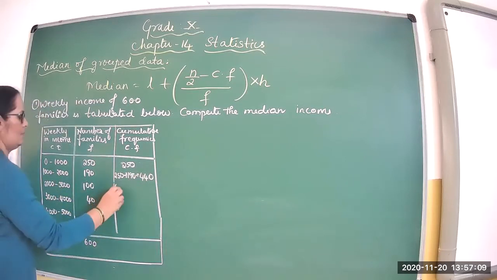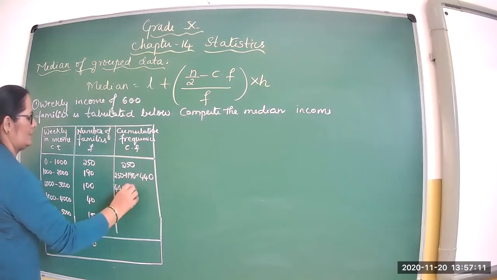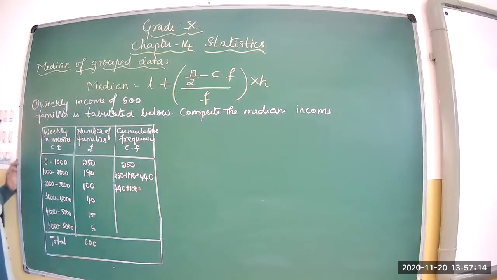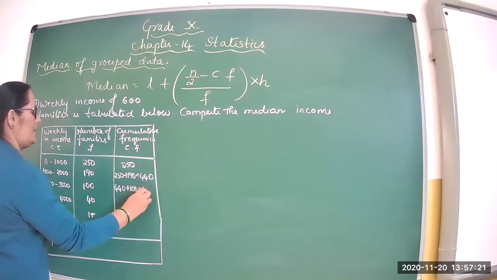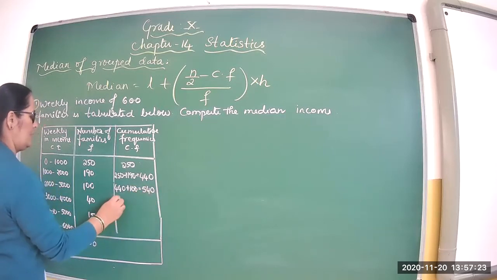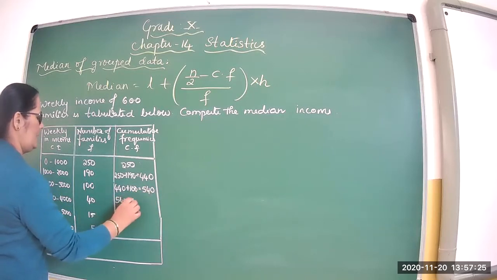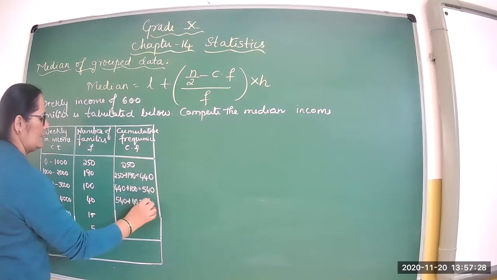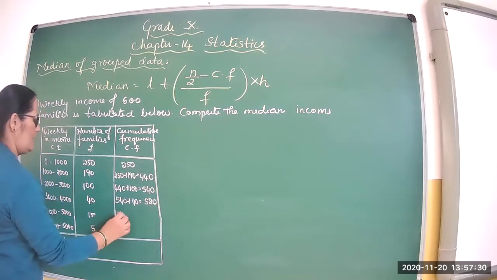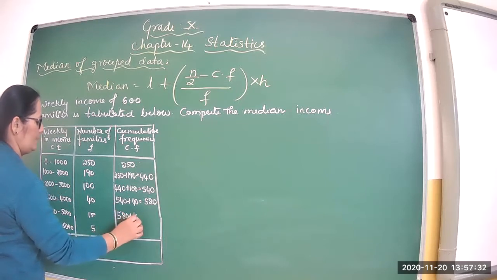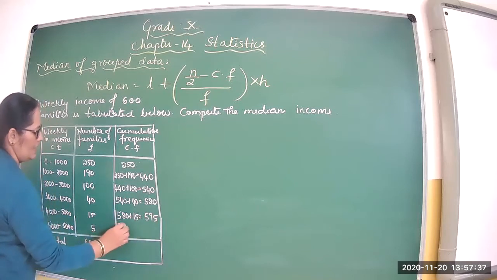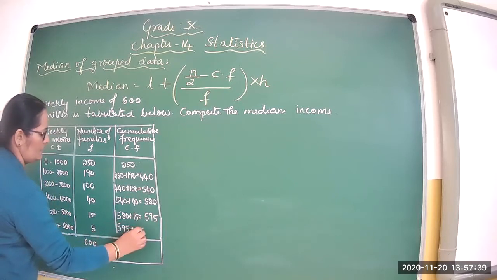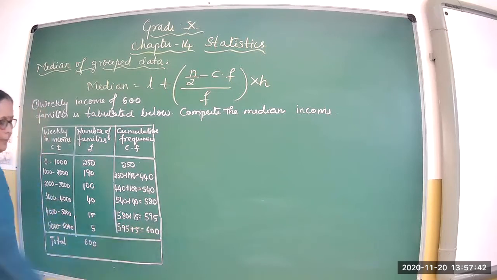Next frequency is 440 plus 100. So like this you need to find cumulative frequencies for all the class intervals. So 440 plus 100 is 540. Then 540 plus 40 is 580. Then 580 plus 15 is 595. Then 595 plus 5, which is 600.